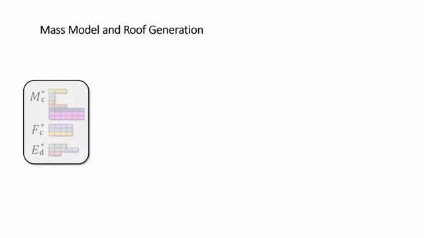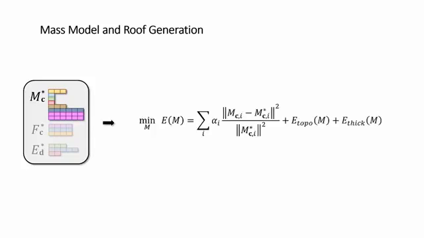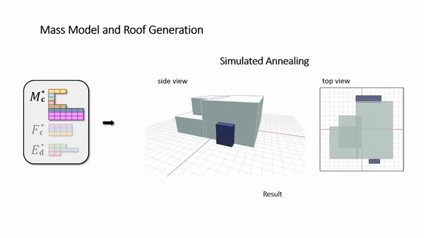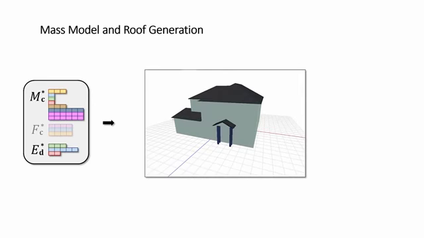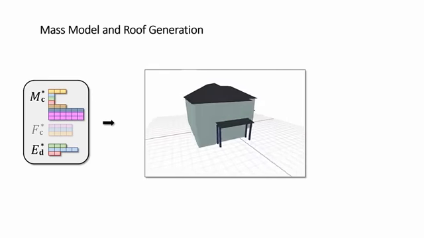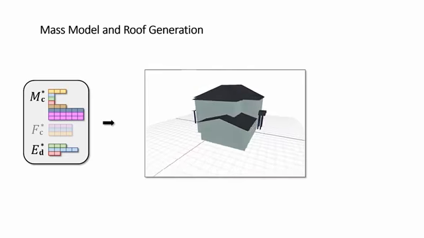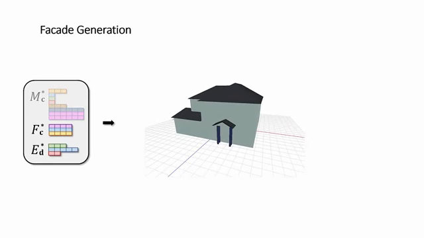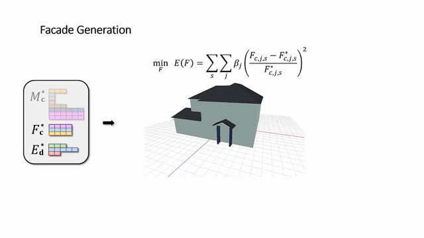Given a vector of building attributes, we would like to compute the corresponding parametric building representation. First, we minimize the proposed mass model energy to generate the mass model. We employ simulated annealing to generate the mass model according to the mass model attributes. Here is the result. Then, we add roofs using a straight skeleton algorithm and the roof style attributes. The next step is to place elements on the facade of the model using a genetic algorithm and quadratic programming.